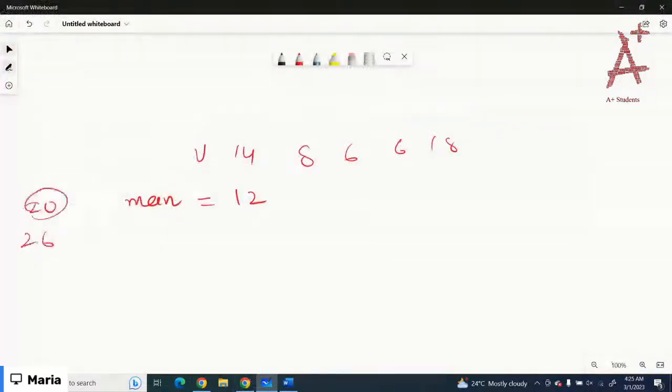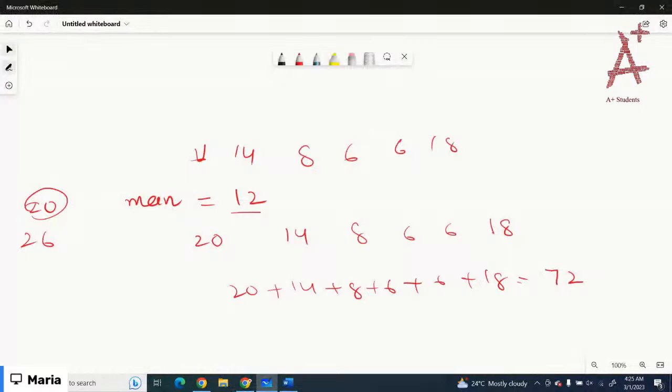Let's suppose V is 20. Just replace V with 20: 20, 14, 8, 6, 6, and 18. Calculate the mean of the data and see if it is 12. For the mean, you have to add them: 20 plus 14 plus 8 plus 6 plus 6 plus 18. The sum is 72. You have to divide by 6, since there are 6 numbers. 72 divided by 6 is 12. Yes, that means the correct option is 20.